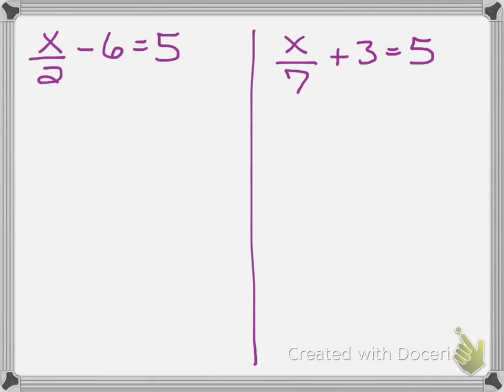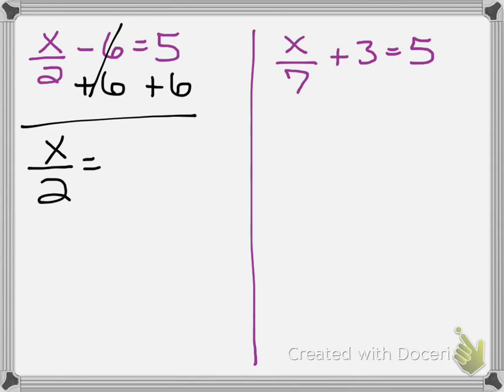On this next example, I have division and subtraction. So still, I'm going to look at my 6, and since it's a minus 6, I'm going to add 6 to each side. The 6's on one side cancel. X divided by 2 equals 11. Now I have to get rid of the 2, so I have to times 2 to both sides. These cancel. X equals 22.